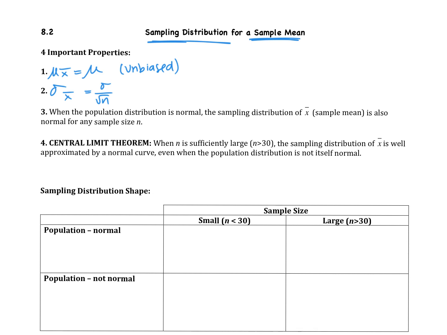If the population is normally distributed, then the sampling distribution is also going to be normal, regardless of whatever the sample size is. Is n the size of the sample? Yes. So not how many of them there are, but how big each individual sample is.